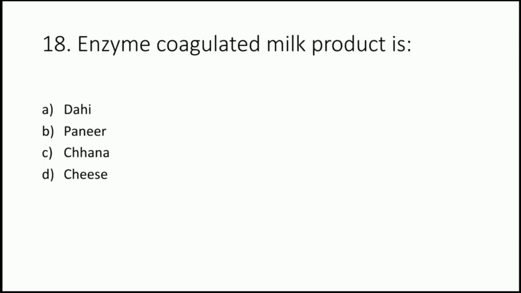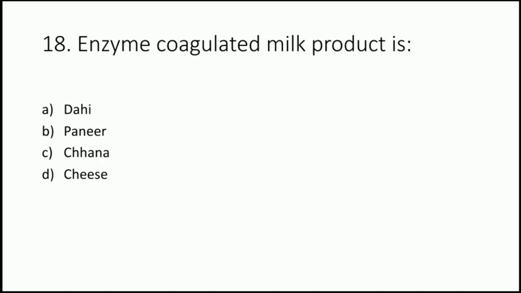Next question. Enzyme coagulated milk product is dahi, paneer, chena, cheese. In dahi, we add a culture that has microbes in it. In paneer, at home also you must have observed, we squeeze a lemon. So in this we add acid. Chena is the same as paneer. The difference is that chena has high moisture content as compared to paneer.